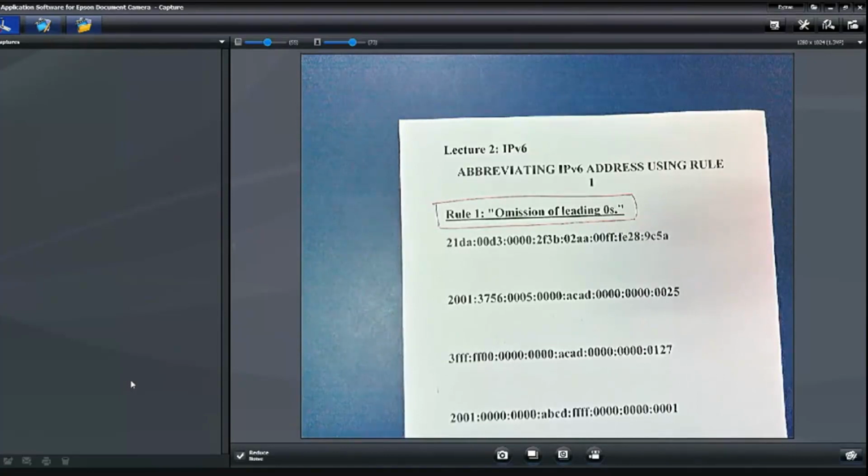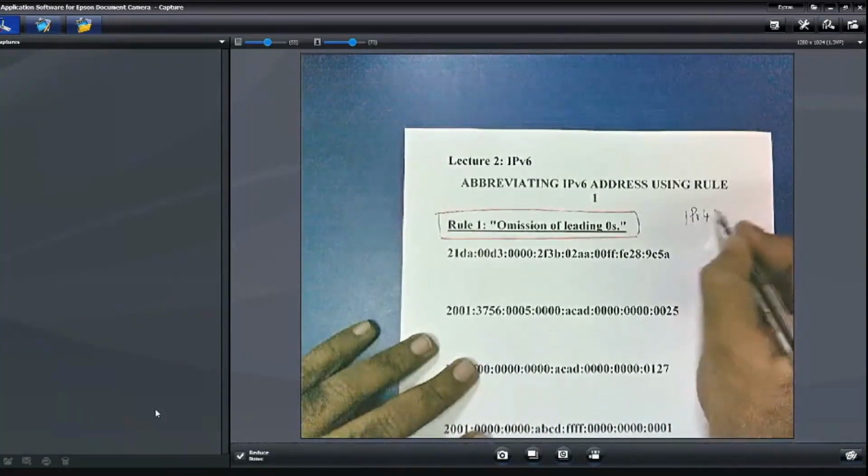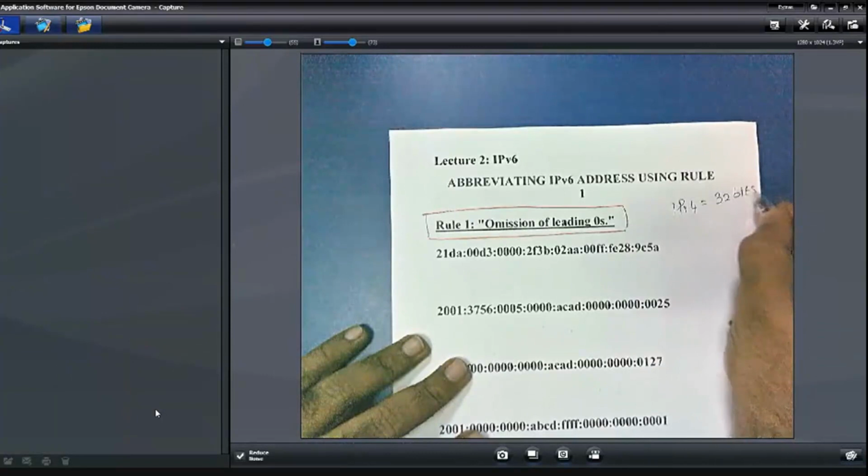What is the length of IPv4? Sorry, IPv6. What is the length of IPv4 and IPv6? Write both. Please write it. These are all basic concepts. IPv4, we already discussed before this, it is 32 bits. Write it. It is 32 bits.